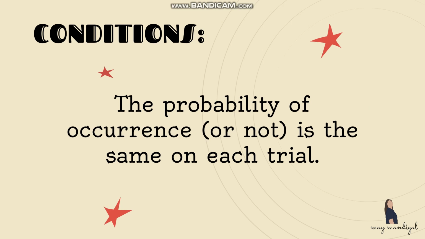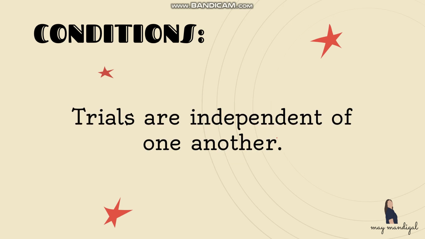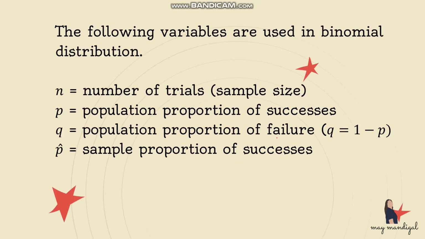The probability of occurrence or not is the same on each trial. The probability of you getting a head when you toss a coin is 50% or 0.5. And on another trial, that is again 0.5. So it is the same for each trial. And lastly, trials are independent of one another. If you toss a coin and you get a head on the first one, and you toss it again for the second time and get a head, getting a head on the second toss is not dependent on the first result. So the trials are independent of one another.